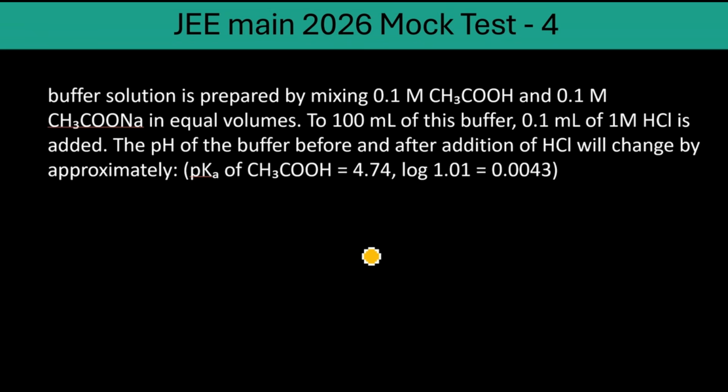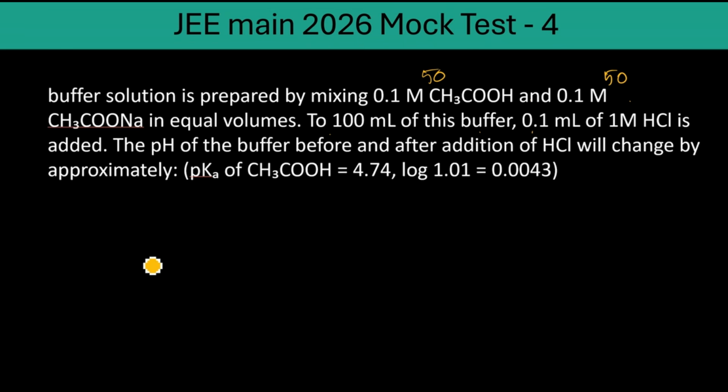The next question: the buffer solution is made by preparing 0.1 molar acetic acid and 0.1 molar sodium acetate in equal volumes, so equal volumes and 200 ml of this buffer. Which means this is 50 ml and this is 50 ml. To this buffer, 0.1 ml of 1 molar HCl is added. The pH of the buffer before and after addition of HCl will change by approximately how much?